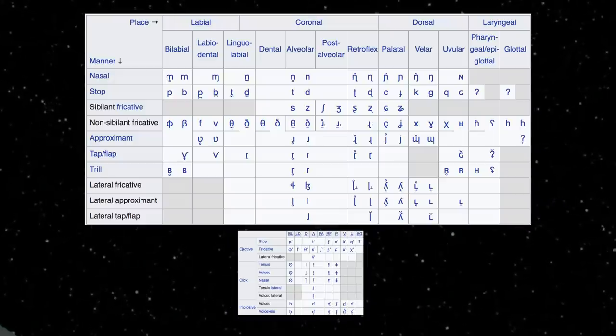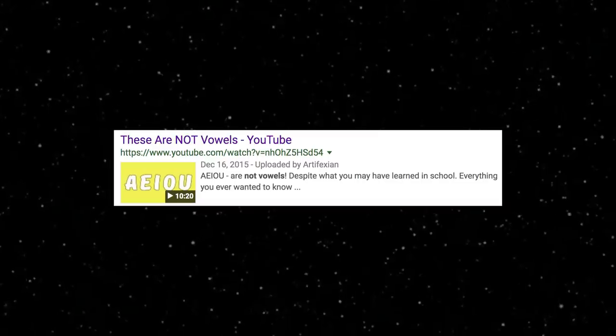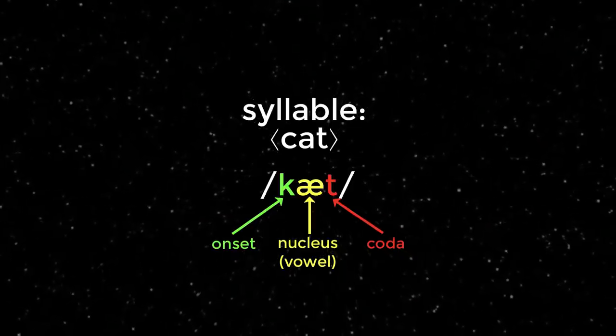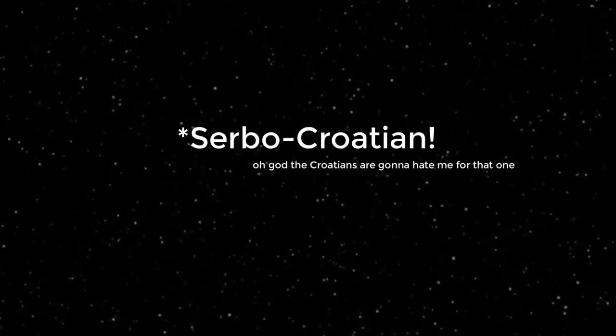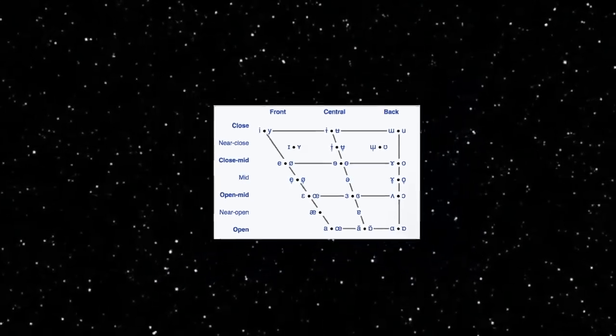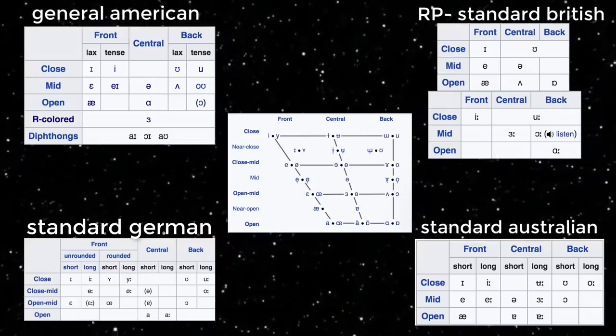All right, so that's it for the consonants. Now it's on to the vowels. Vowels can be anything at the center of a syllable. Yes, even consonants. Just take a look at how you say Serbia in Serbian. Serbia. But these are the vowel vowels. These sounds are all made with an open mouth and are voiced. An unvoiced vowel would basically just be H.